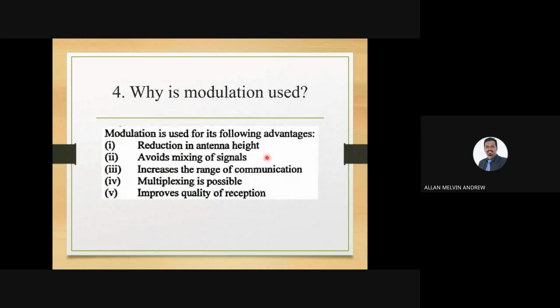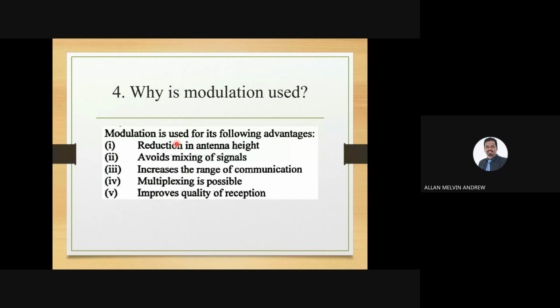Okay, number 4. Why is modulation used? So you need to explain the reason. It's already mentioned why, so directly explain. Modulation is used for the following advantages. Modulation of course has an advantage over other methods. So what are the advantages? The first is reduction in antenna height.